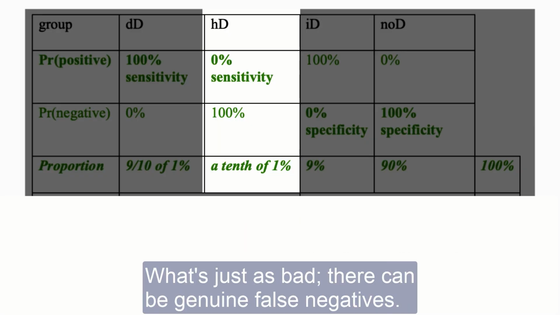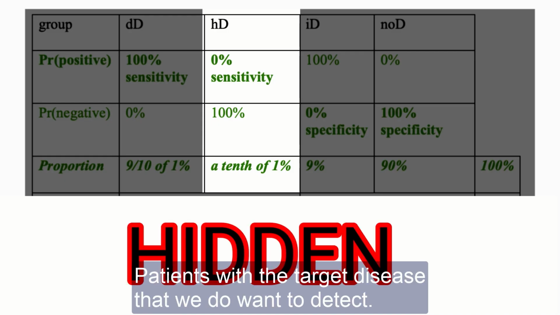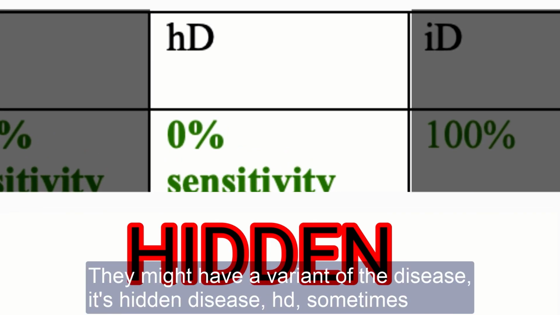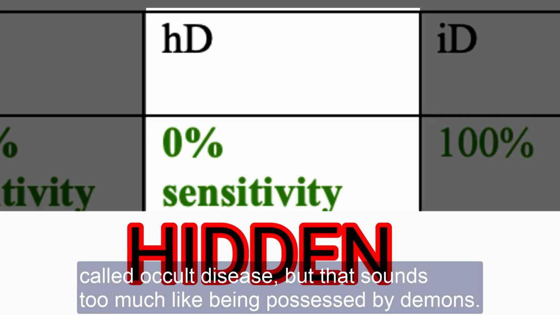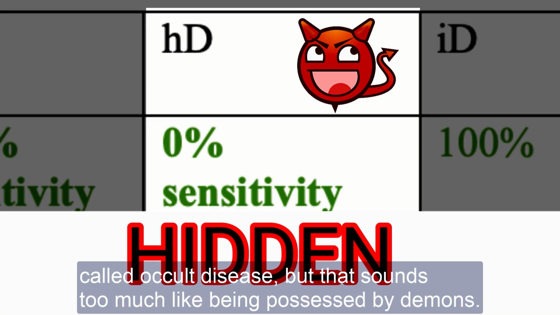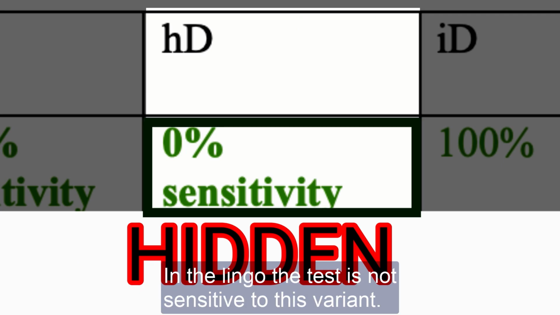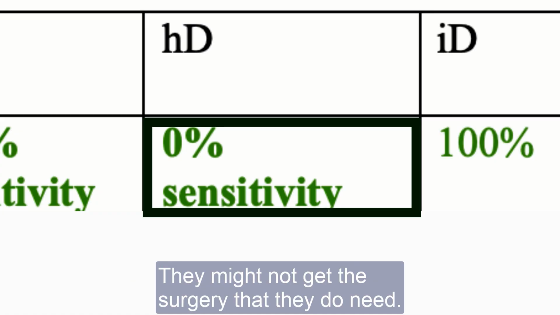What's just as bad, there can be genuine false negatives. Patients with the target disease that we do want to detect. They might have a variant of the disease. It's hidden disease, HD, sometimes called occult disease, but that sounds too much like being possessed by demons. In the lingo, the test is not sensitive to this variant. Bad for the patient. They might not get the surgery that they do need.